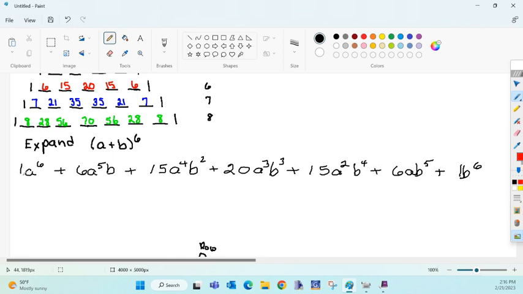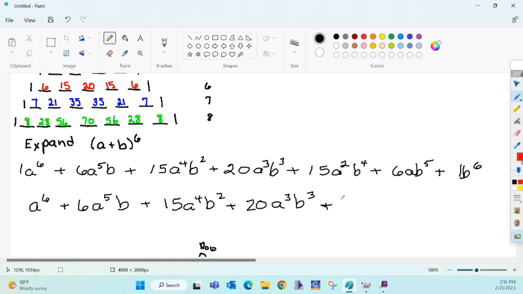These little ones can be cleaned up, so I can actually just write out my answer as a to the 6th plus 6 a to the 5th b. This is your answer? That's my answer. Plus 15 a to the 4th b squared plus 20 a to the 3rd b to the 3rd plus 15 a squared b to the 4th plus 6 a b to the 5th plus b to the 6th.